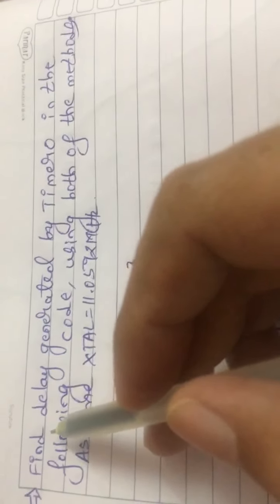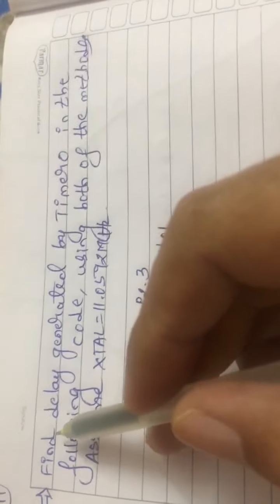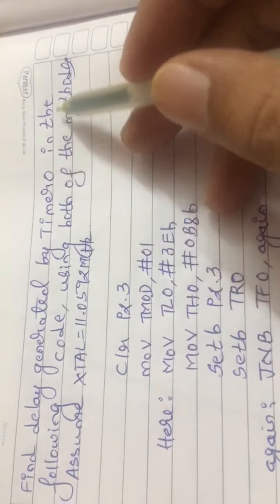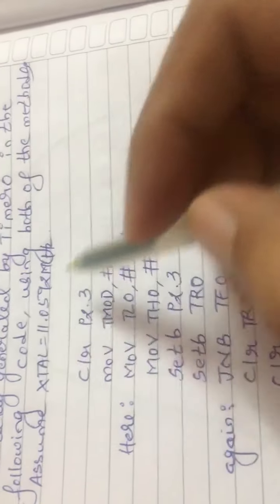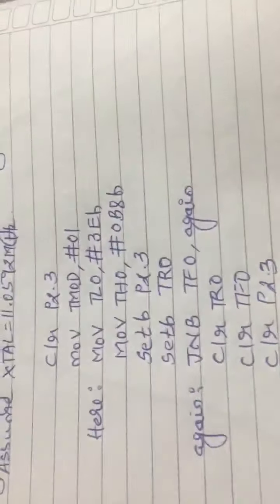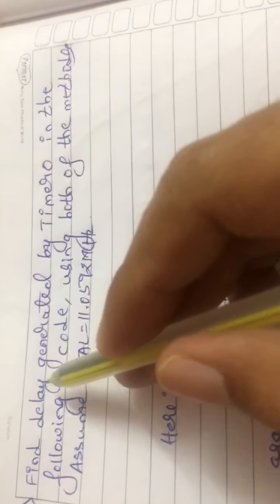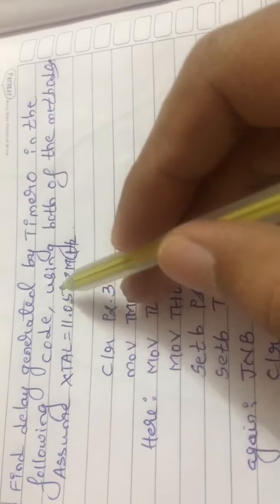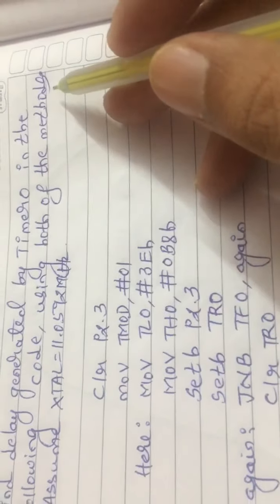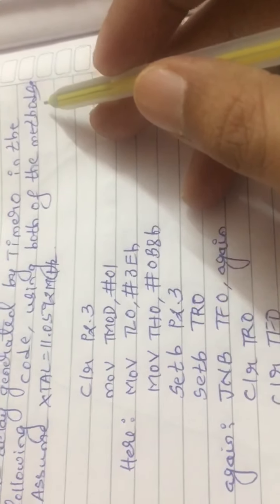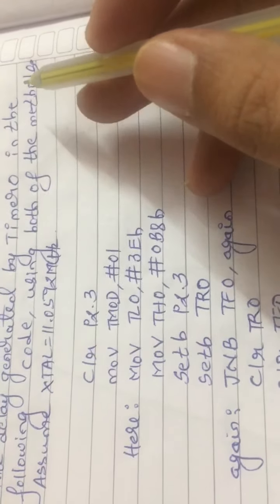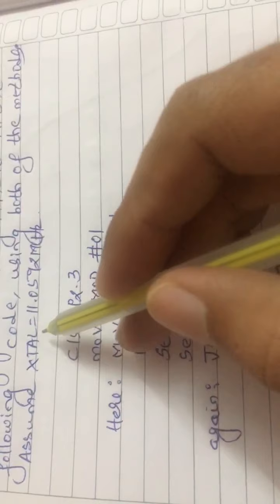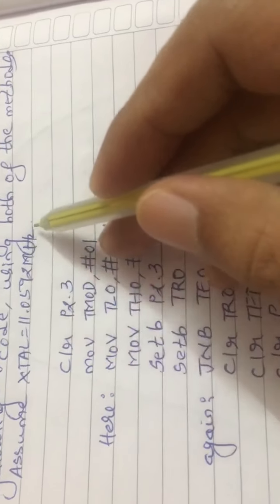First I will read out the statement of the program. Find the delay generated by timer 0 in the following code. They have given the code already, they have written the code, right? We need to find out the delay, using both of the methods, in the sense using the hex method as well as the decimal method that we have discussed in the last lecture. Assume the crystal frequency is 11.0592 megahertz.